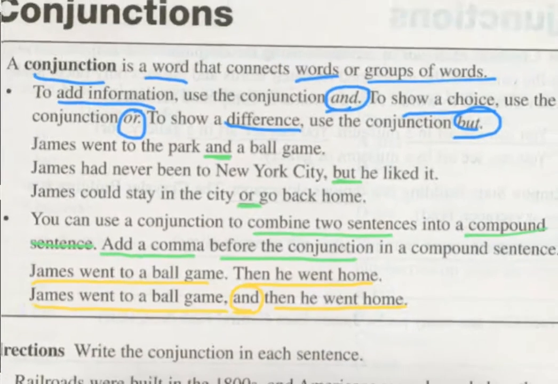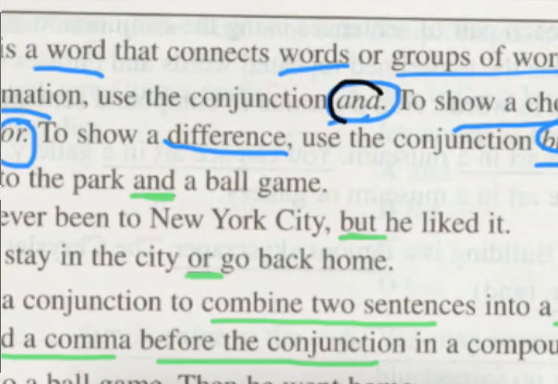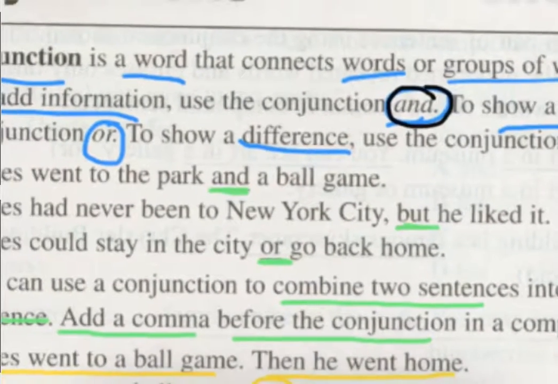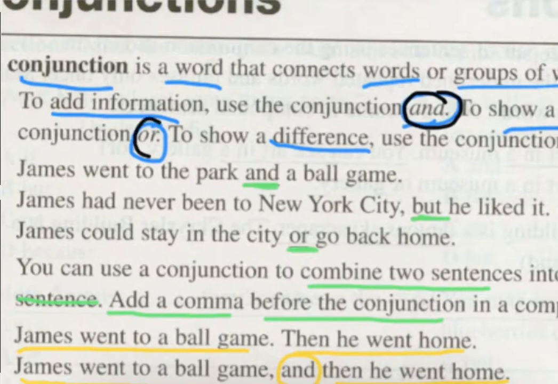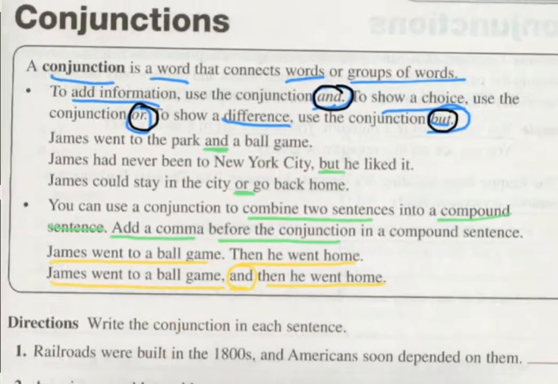Again, our conjunctions, there are just three of them, and I'm going to circle them again. And when we combine or add more information, or, which is used to show a choice, and to show a difference, we use the word but.